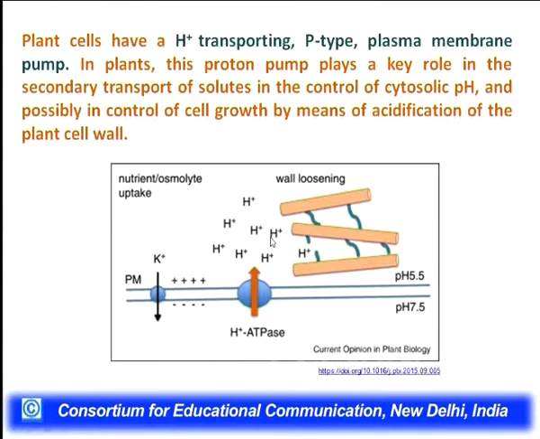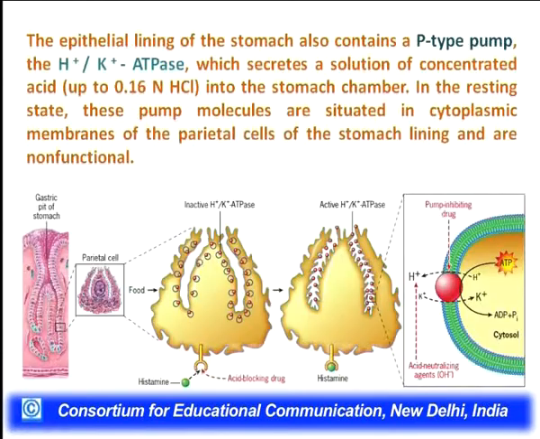Along with it, it causes a change in the nutrient and the osmolyte uptake, and therefore you can see that, for example, the cell wall is loosening here. So again, this H plus ATPase or the proton ATPase has a very important role, and the process of transport will involve this particular ATPase molecule to be phosphorylated. So the transporter protein will be phosphorylated, and therefore it is termed as the p-type plasma membrane.